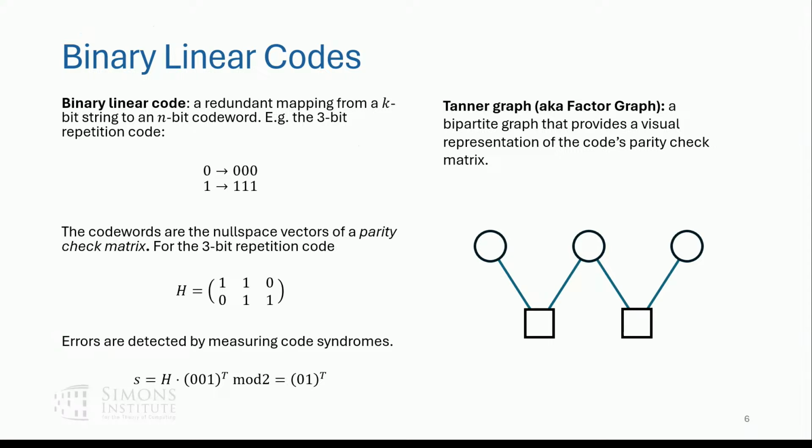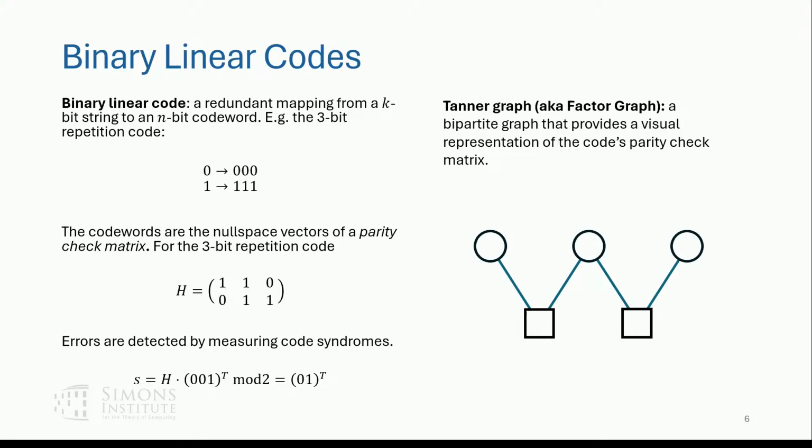Okay, so just to recap this again. A classical binary linear code is a redundant mapping from a k-bit data string to an n-bit code word. Here we have an example for the 3-bit repetition code. This maps a single bit to 3 bits, so 0 to 0, 0, 0, and 1 to 1, 1, 1.